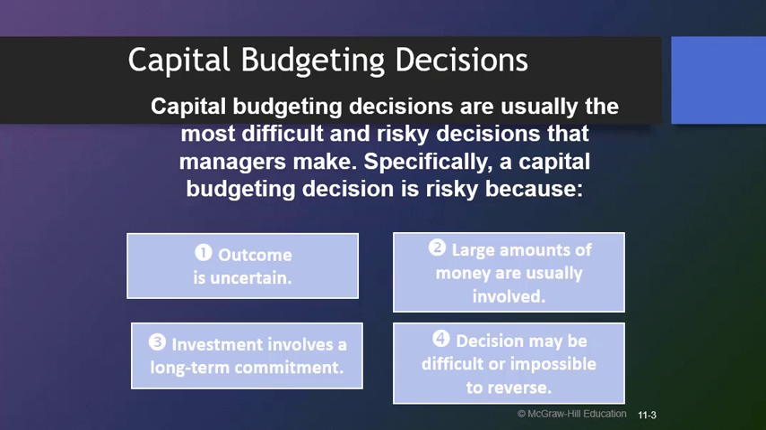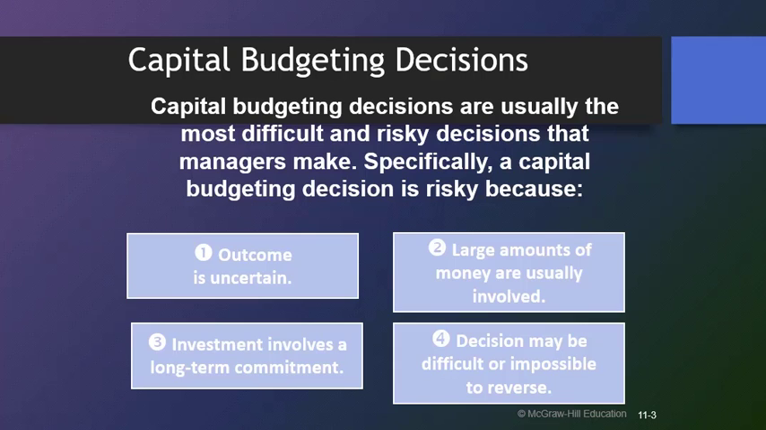So capital budgeting decisions require careful analysis because they're usually the most difficult and risky decisions the managers make. Specifically, a capital budgeting decision is risky because one, the outcome is uncertain. Two, large amounts of money are usually involved. Three, the investment involves a long-term commitment. And finally, the decision could be difficult or impossible to reverse, no matter how poor it turns out to be. So we may not be able to get out of it. Risk is especially high for investments in technology due to innovations and uncertainty.